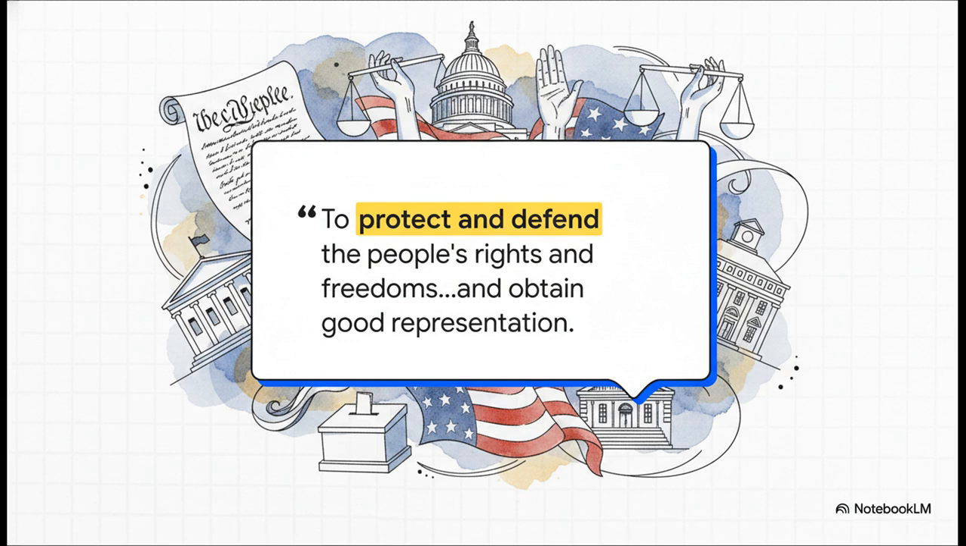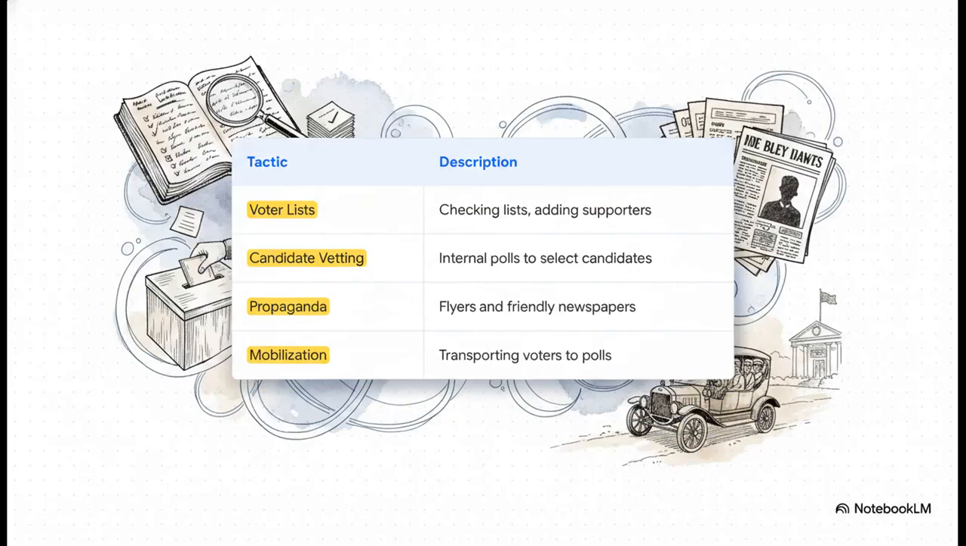They saw themselves as defenders of the rights and freedoms in the Constitution, and they wanted to make sure that people who shared their liberal values got elected at every single level of government. We're talking from the local town hall all the way up to the national parliament. So how did they actually do it?